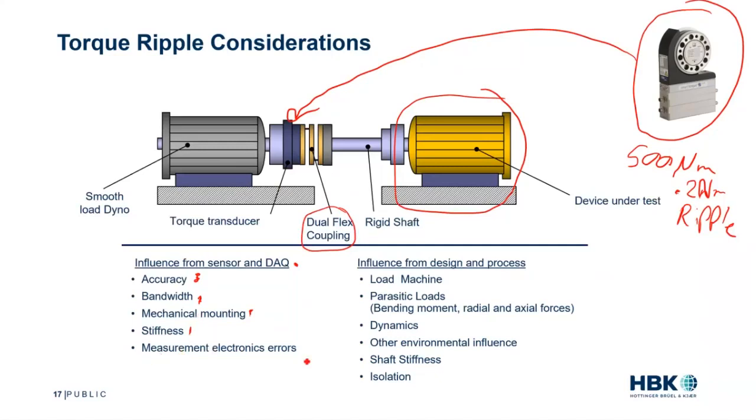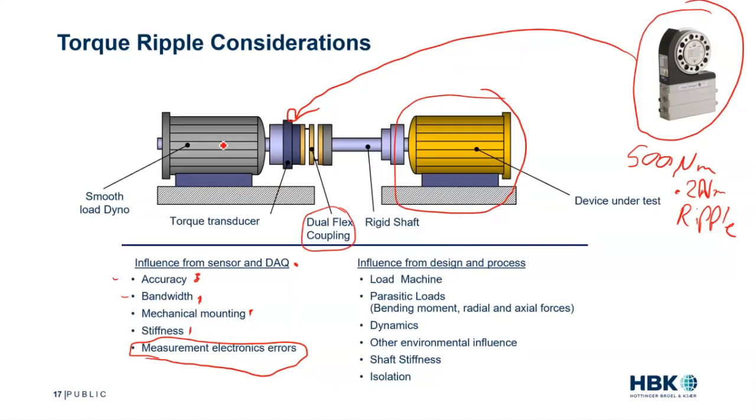And then the measurement electronic errors, and this is what I talked a little bit about with accuracy and bandwidth. You could have the greatest sensor in the world, make sure you're measuring it correctly. So that's on the sensor and data acquisition side. We also have the design and processes. So we have to look at the load machine.